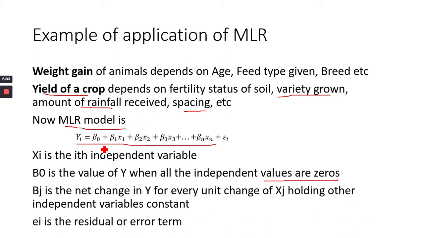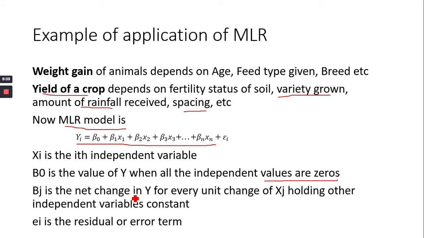So beta naught is sometimes referred to as the intercept, or the value of y when we assume that the independent variables have no impact. That is when we set them to 0. If we say fertility status of soil is 0, it's not having an effect on crop yield, variety grown is not affecting, rainfall is not affecting, then beta naught will be the yield, assuming all those independent variables are set to 0.